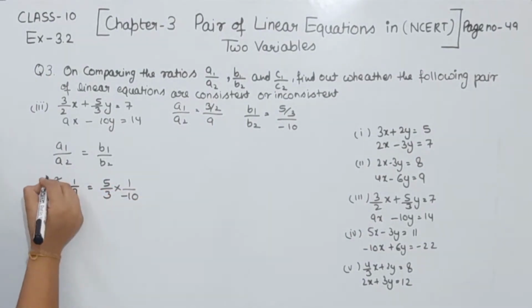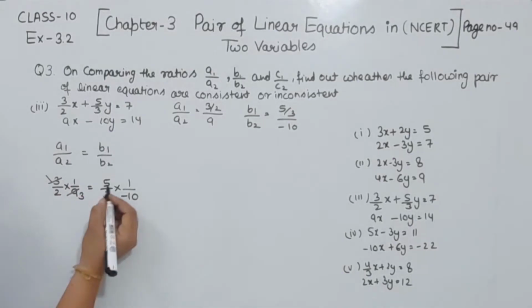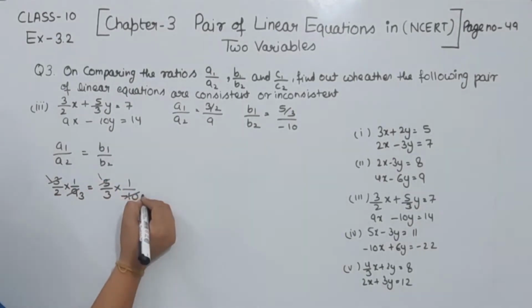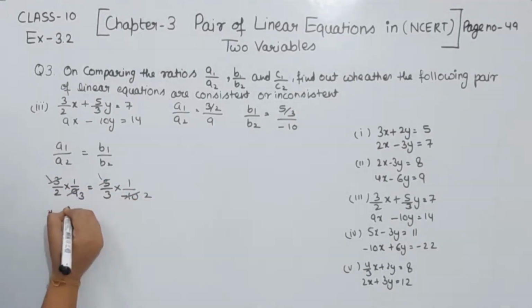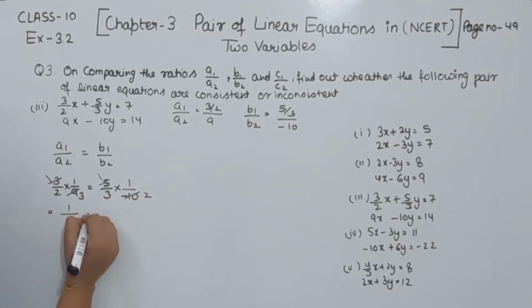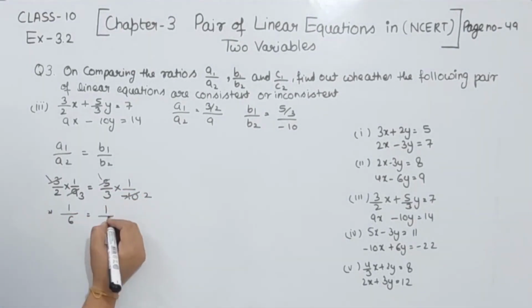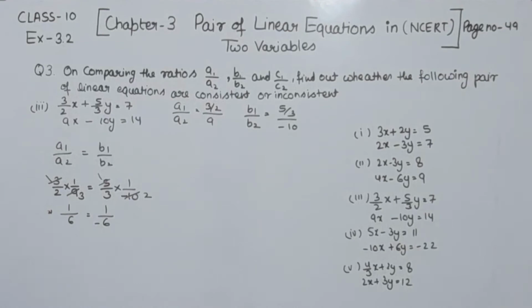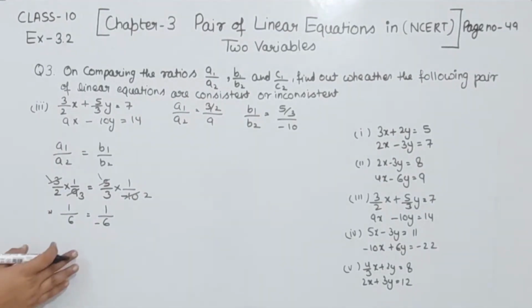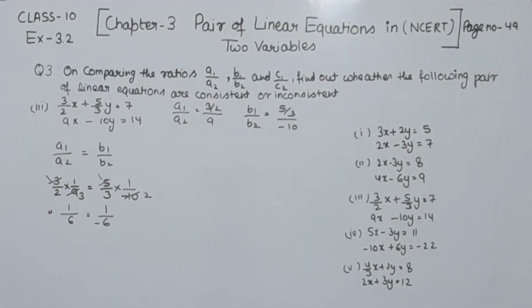Now I'm going to solve this one. 3 1s are 3, 3 3s are 9. Now 5 1s are 5 and 5 2s are 10. So in this one we are having 1 upon 3 2s are 6 and in this one we are having 1 upon 3 2s are 6. But here we are having 1 by 6 and here we are having 1 by minus 6.